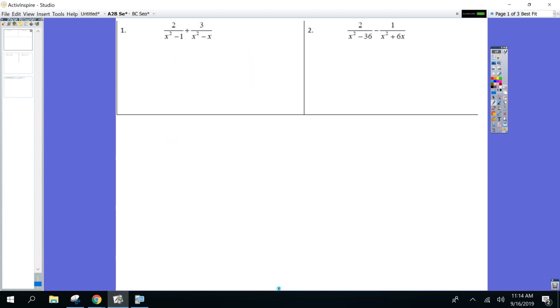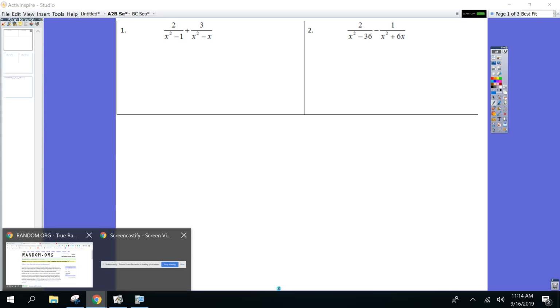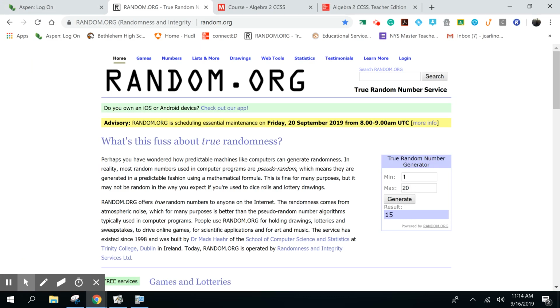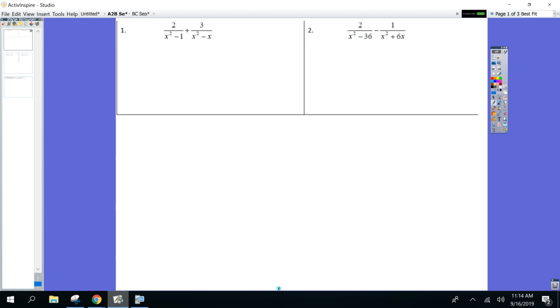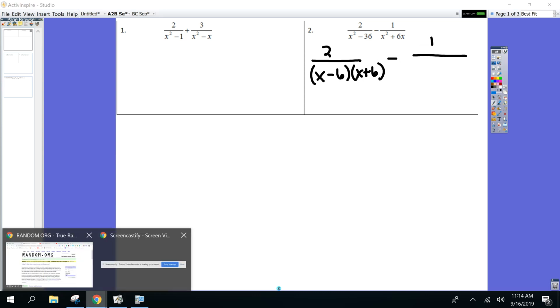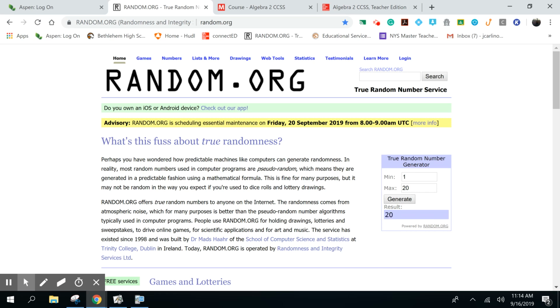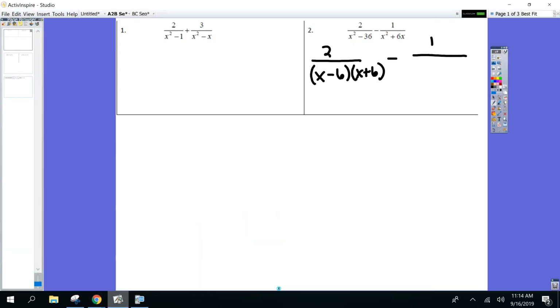Do so first for me. Factor the denominators. How about that first one? Thank you. And how about the second one? Michelle? Yep, good. And? Nice job.